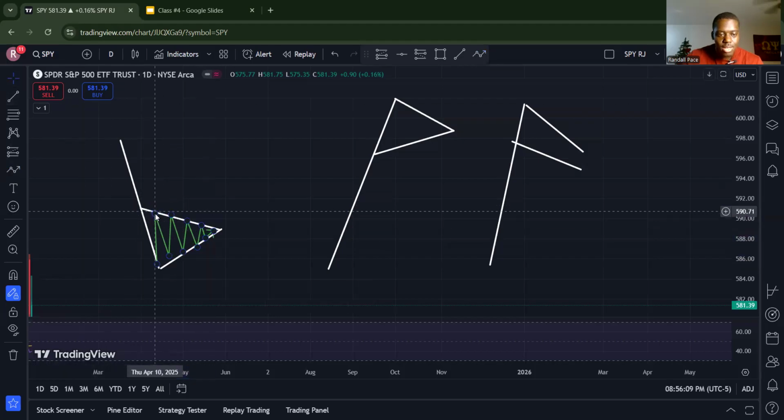All right. So it's making these lower highs here, but it's also making these higher lows here. That's conflicting. That's why they're neutral patterns. You don't know which way. Rule of thumb, you're looking for the direction from which it came.